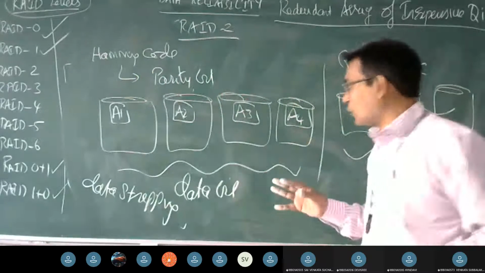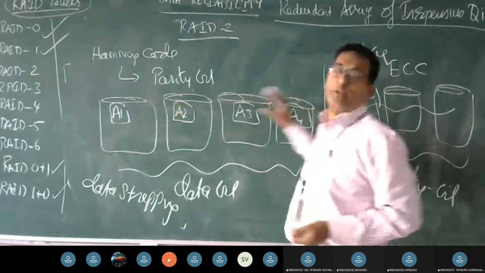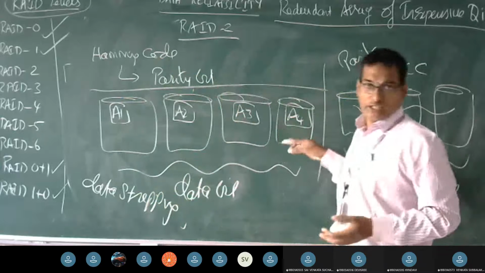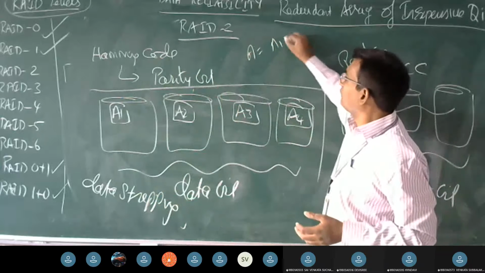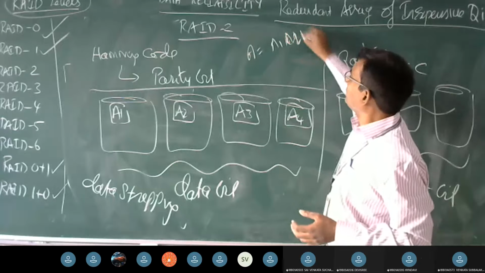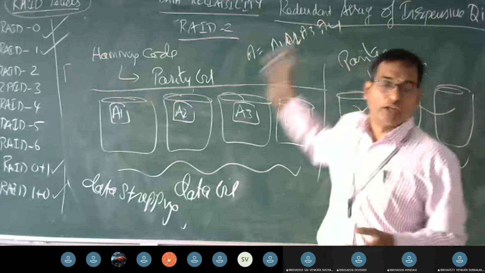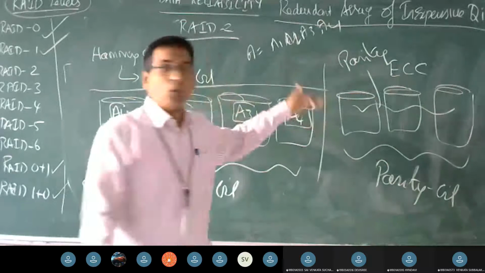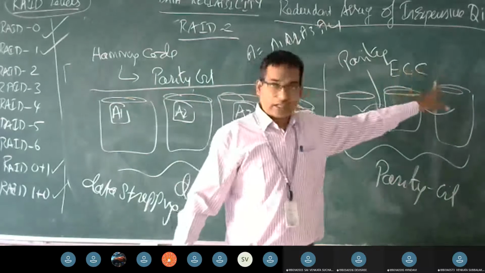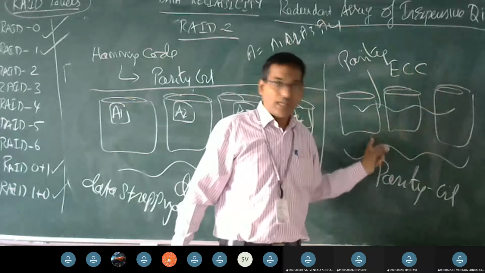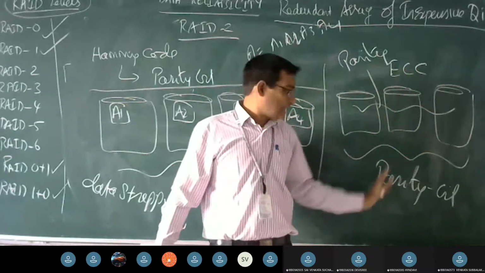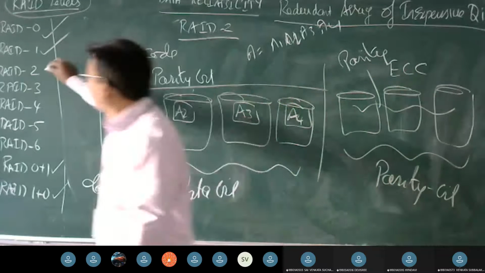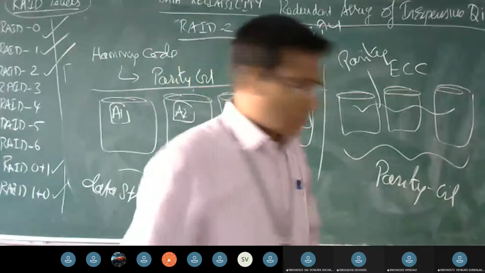In RAID 2, the data is striped across multiple partitions. If I have A, it is a combination of A1, A2, A3 and A4. And for that we raise a parity bit, and this parity bit is spread with error detection and correction codes. For that we use this Hamming code, and these Hamming codes are represented with parity bits as a part of ECC. So that is how a RAID 2 level is illustrated.